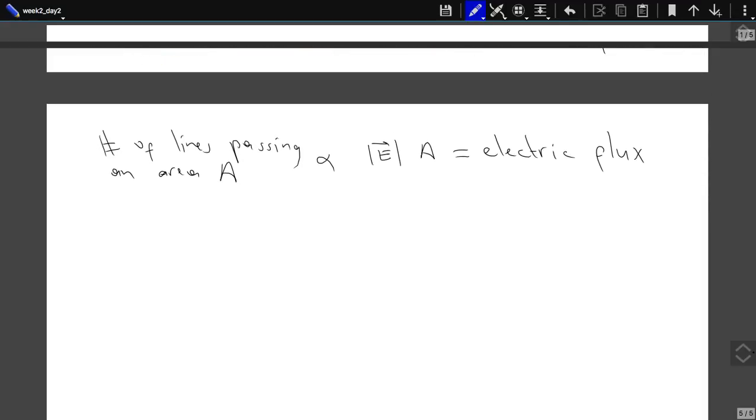Now, if the area is not perpendicular to the electric field, flux, which we also show as phi, is E times A if the area and the electric field are perpendicular to each other, or you can also say that this is the perpendicular component of the electric field times the area.